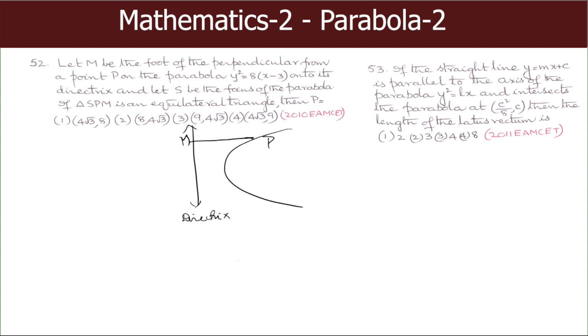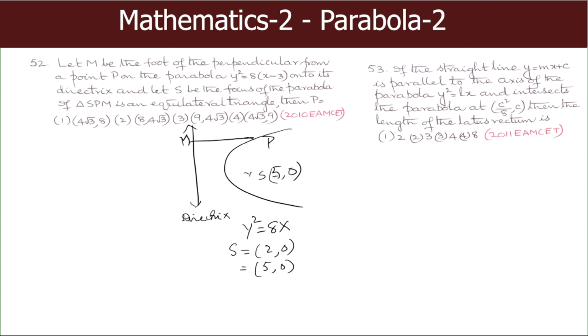That is M. And let S be the focus of the parabola. What is the focus of the parabola? Well, it is y square equal to 8x. When you translate the axis to the point (3, 0), here the focus is (2, 0), and when you go back, you have to add the 3. So (5, 0) is the focus of the given parabola.